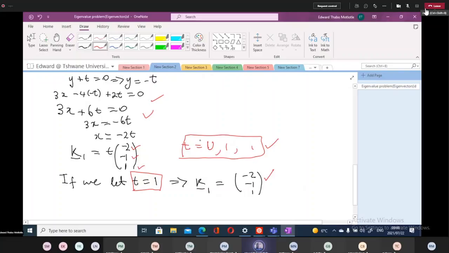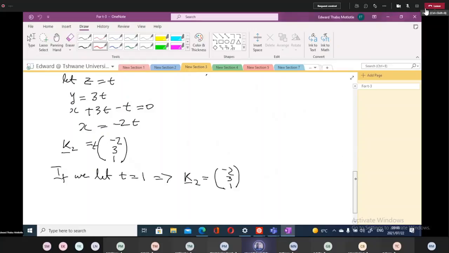So remember now, because we have a 3 by 3 matrix, we expect to have k1, k2, and k3. So we have just started with k1. Now we need to determine k2 and k3. We used lambda equals minus 5. The next one we might use lambda equals 3, then lambda equals 6.